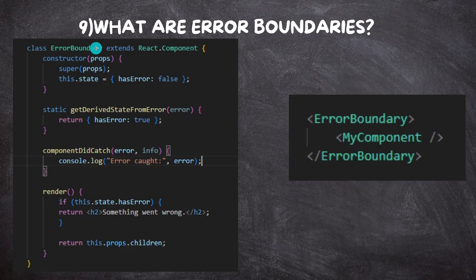So here's an example piece of code that defines a component named error boundary, and you can choose to display whatever you want as a fallback UI. It could be as simple as displaying something went wrong. Now, how it's essentially used is by wrapping it around a component. Now, if my component throws an error, the boundary catches it and shows a fallback message.